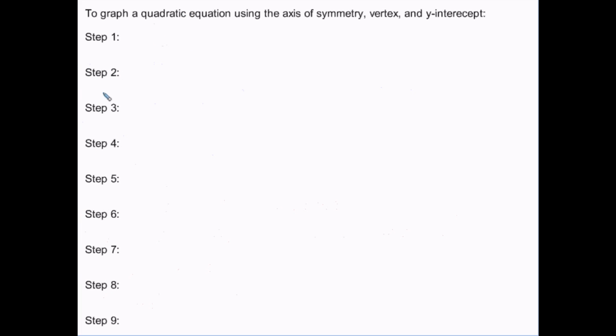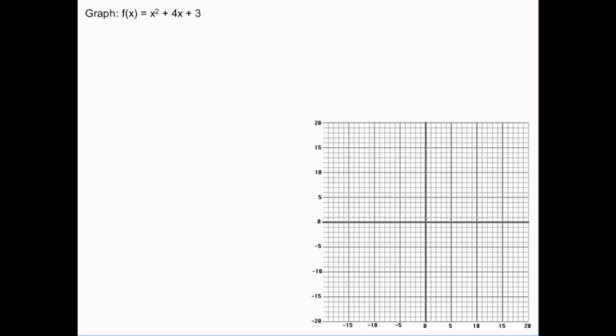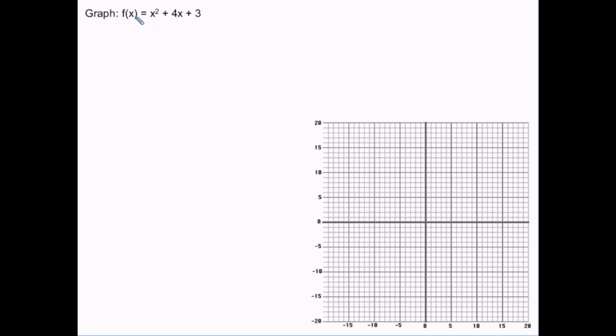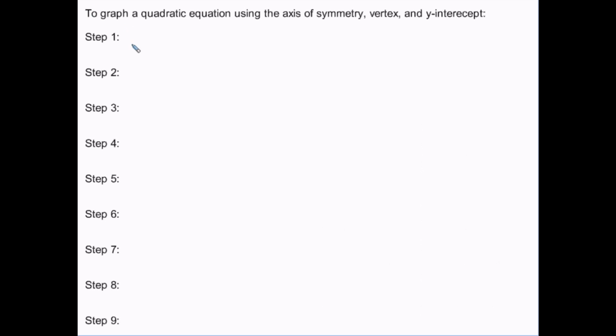So if we want to graph an equation using the axis of symmetry, I'm going to be bouncing back and forth between these two pages so that we have enough room. Okay, and I don't even know if it's 9 steps altogether, I just wrote that many. So we've got our equation. So step 1 is going to be to find the axis of symmetry.